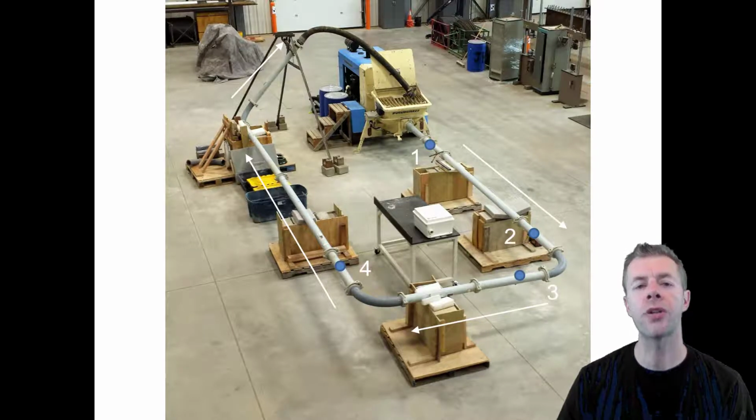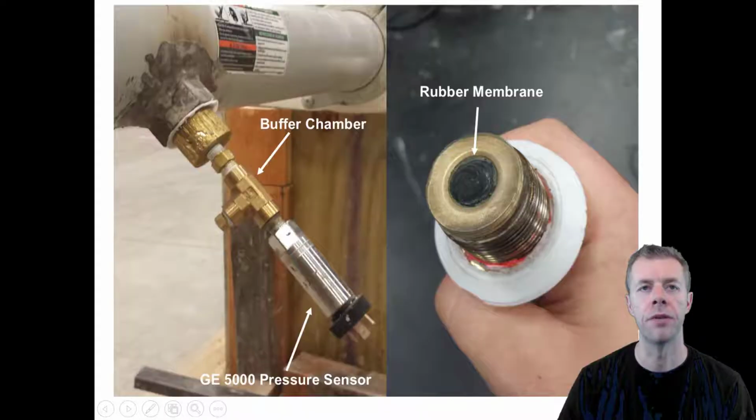We also put pressure gauges at these 4 locations, 1, 2, 3, and 4. One's right out of the pump, one's after a long straight part, number 3 is after a bend, and number 4 is after another bend. To measure the pressures at these points, we actually had to make our own sensors. We used a chamber that's filled with oil with a pressure sensor hooked up to it. It has a rubber membrane, and this rubber membrane goes on the surface.